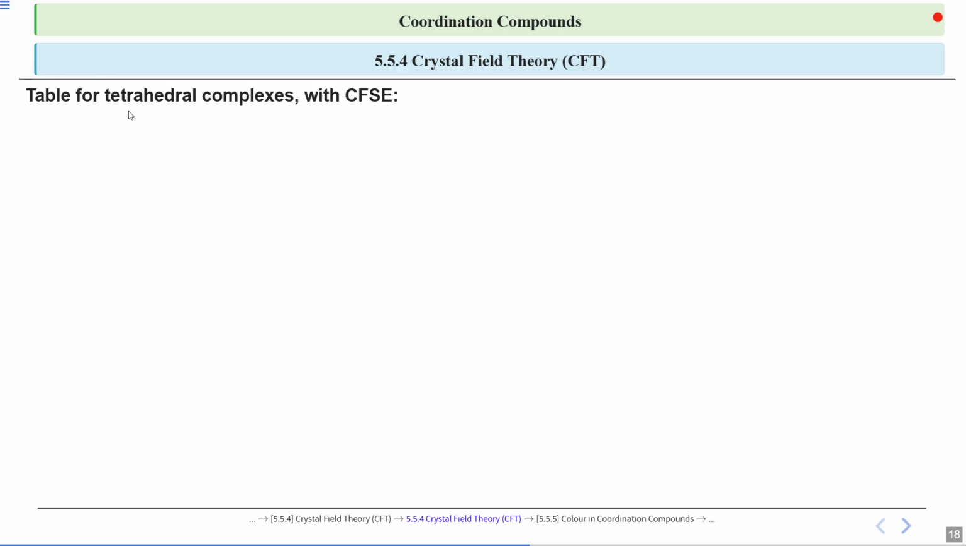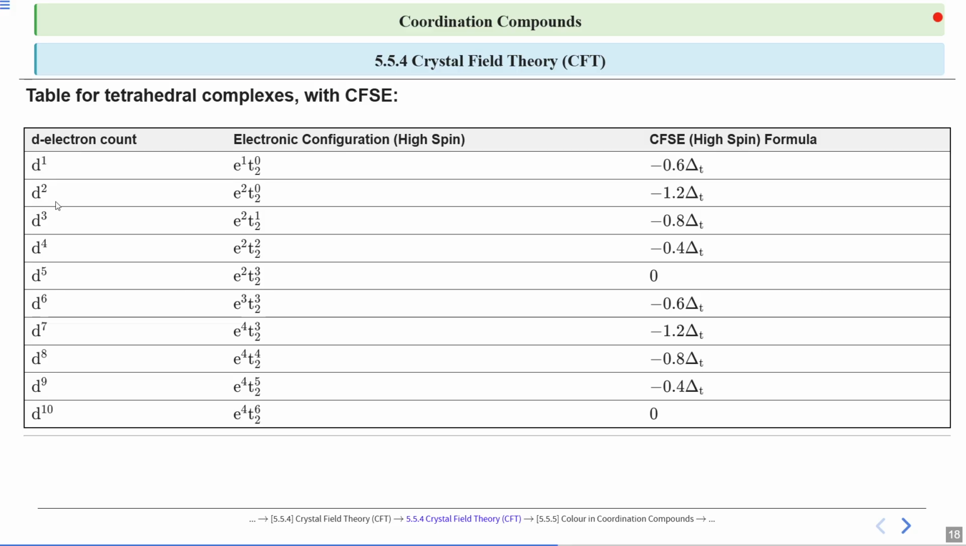Let's see a table for tetrahedral complexes with their crystal field splitting energy. Here in this table we have 3 columns: d electron count, electron configuration for high spin, and the CFSE for high spin. Because tetrahedral complexes rarely show low spin, that's why we are only taking the case of high spin here. So if the d electron count is d1, the electronic configuration will be E1 T2 0, and the CFSE will be minus 0.6 delta T. Similarly for d2, E2 T2 0 will be the configuration and minus 1.2 delta T will be the CFSE.